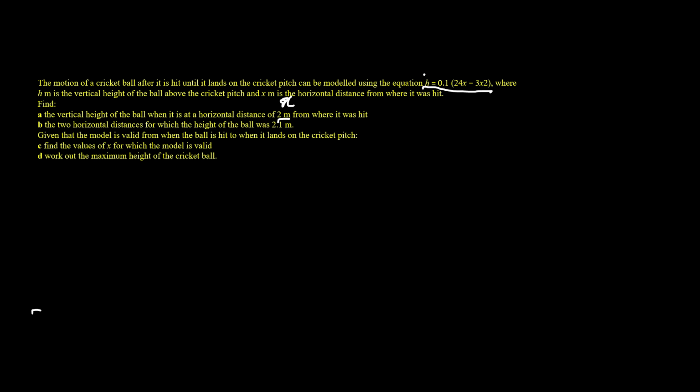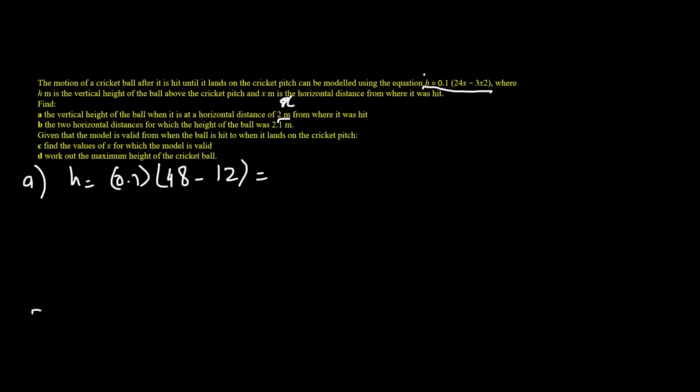So first, we will solve part A. We will put x equal to 2 in this equation. h is equal to 0.1 times 24 times 2, which is 48, minus 2 squared times 3, which is 4 times 3, which is 12.